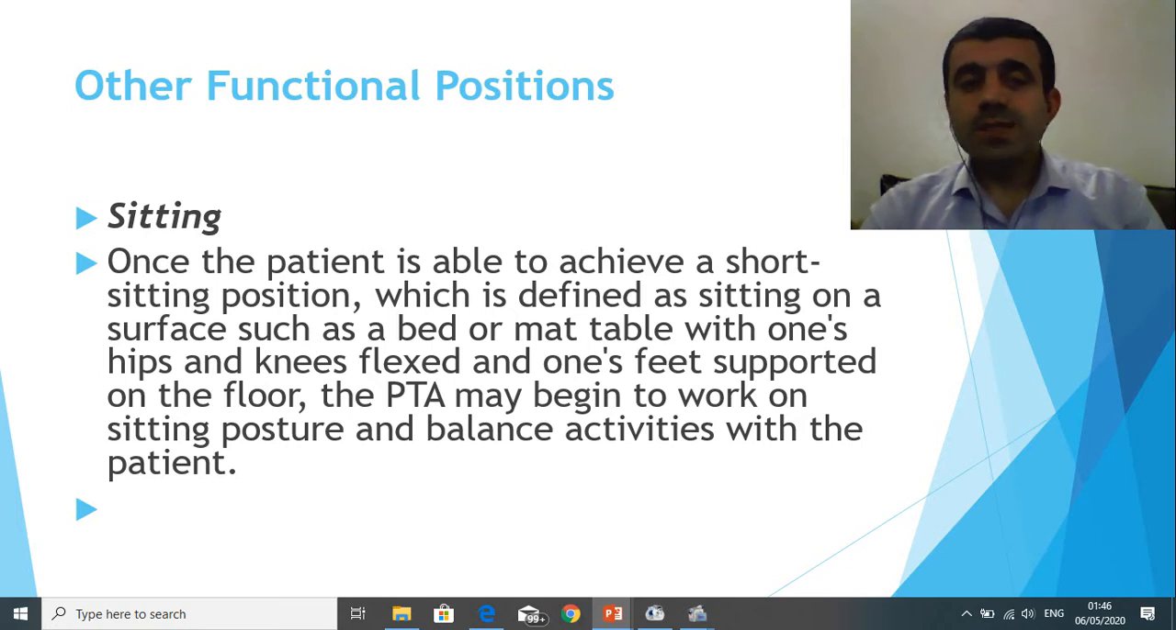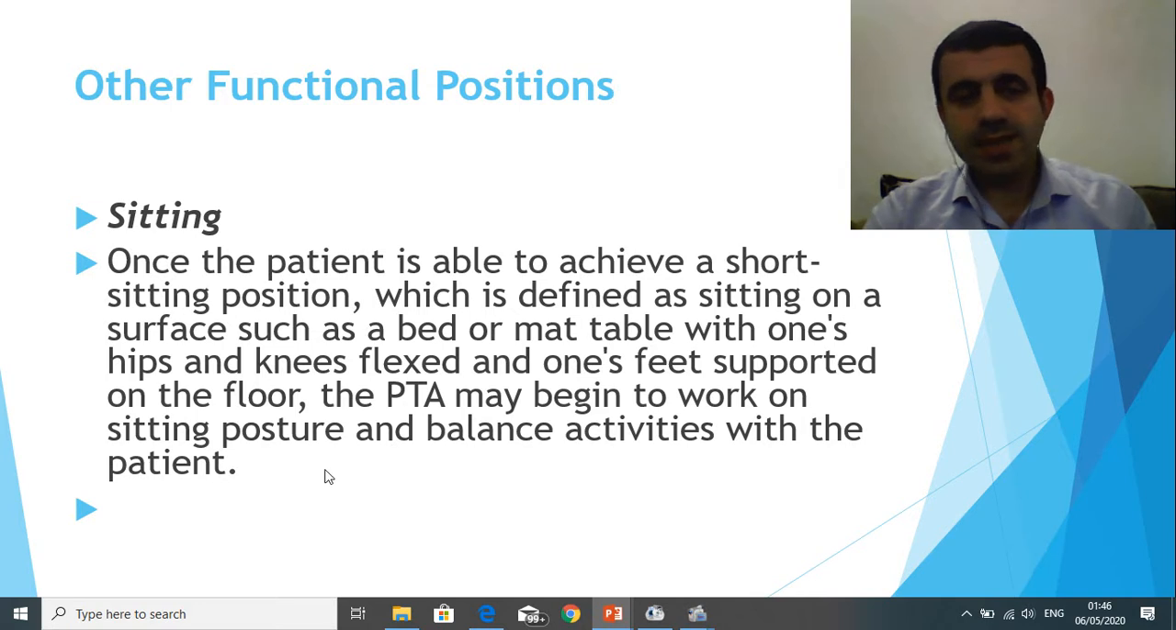So once the patient is able to achieve a short sitting position, which is defined as sitting on a surface such as a bed, mat, or table, with one's hips and knees flexed, so the hips are flexed and the knees are flexed, and one's feet supported on the floor, the physiotherapist assistant may begin to work on sitting posture and balance activities with the patient.